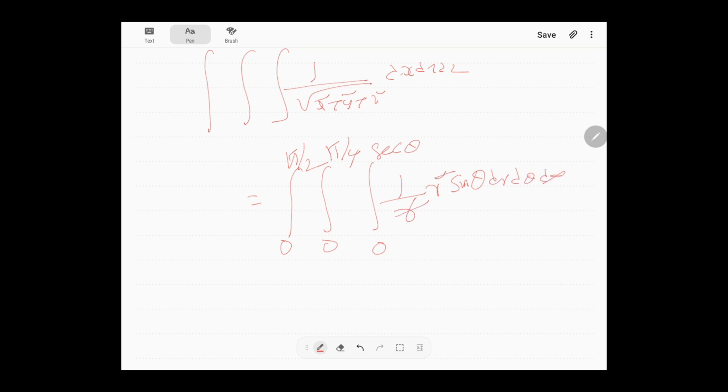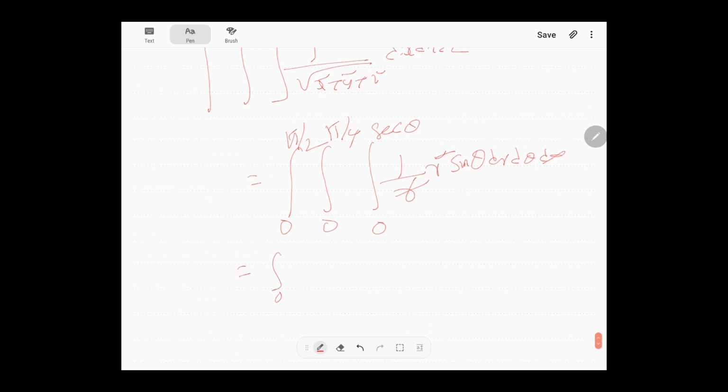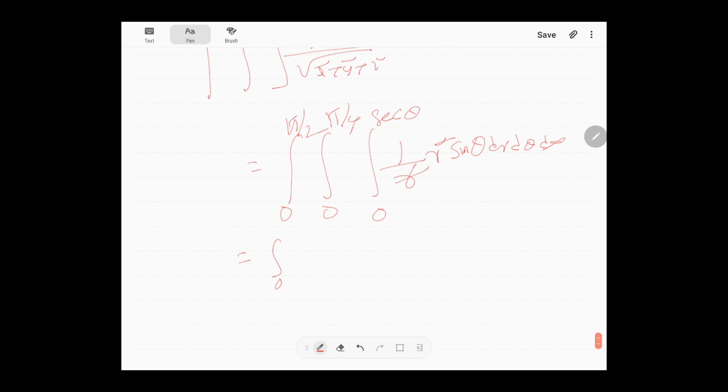R gets cancelled here, and this is 0 to pi by 2. I think this integration is very easy. You can do it on your own. The integral of r is r square by 2, that is secant square theta by 2, into sine theta. So sine by cos is tan theta into secant theta, that you can integrate and substitute the limits.